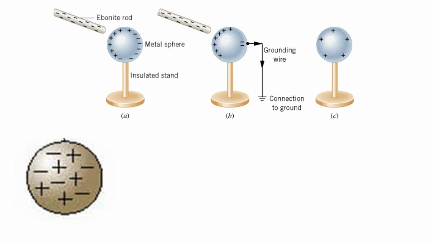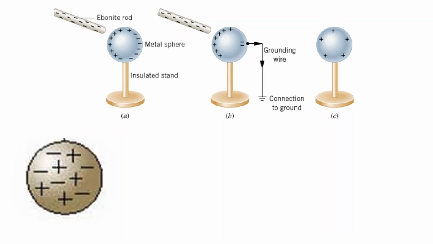Now, what happens if you connect a wire from the negative end of the sphere and connect it to the ground? What happens is that the electrons will go straight to the ground. So you can remove those excess electrons on the sphere to the ground. So that is called grounding wire.